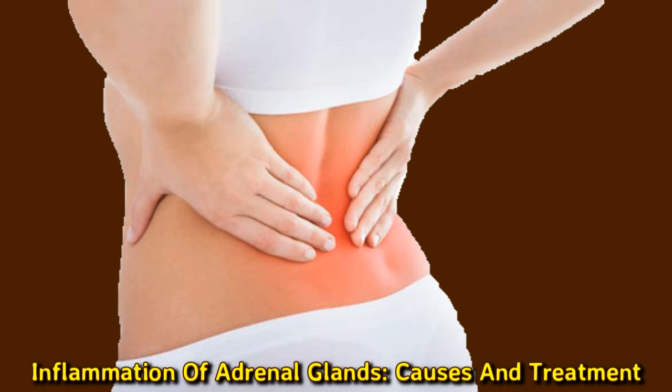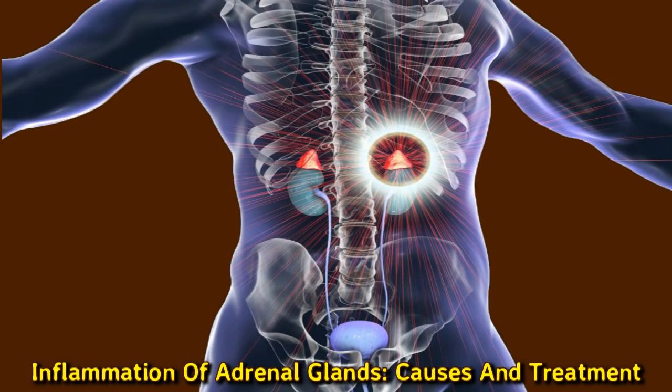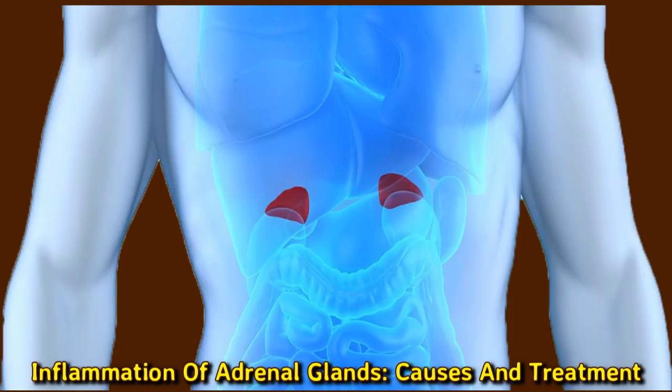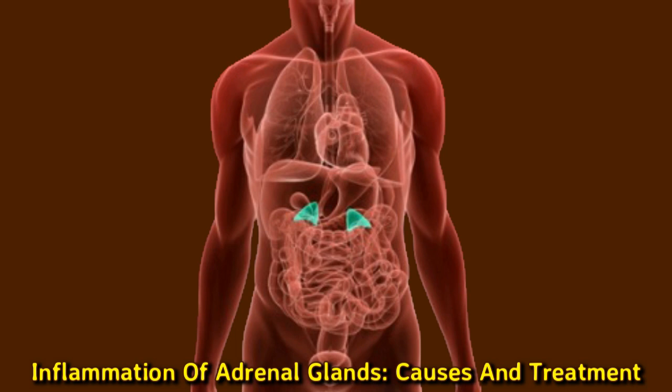Hormones produced by the adrenal glands help manage a person's metabolism and blood pressure. They also support the body's stress response. Certain conditions can have a negative effect on how the adrenal glands work. Some of these conditions can cause inflammation within the adrenal glands.